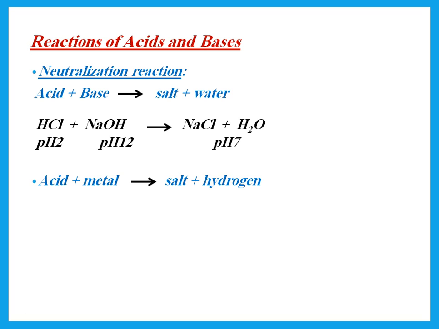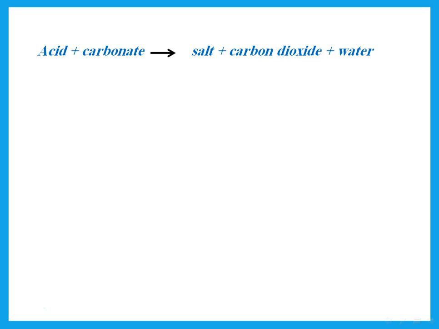What if I'm reacting acid plus metal? You should realize it gives salt plus what? Salt plus hydrogen gas. So if I'm reacting zinc plus hydrochloric acid, for example, this will give zinc chloride plus hydrogen gas. So remember, acid plus base will give salt plus water. Acid plus metal will give salt plus hydrogen.